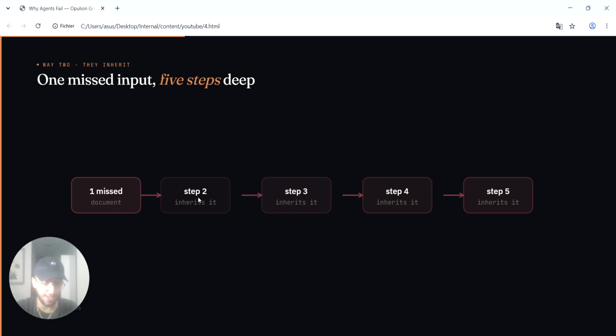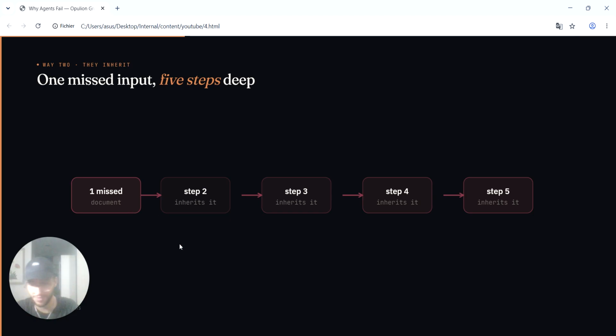So basically, five steps down the chain, the output had nothing to do with reality anymore. It was confident, but at the same time, it was completely wrong. And here's the part that generally messes with people when I explain it. Every single step in that chain was flawless. The model did exactly what we asked it to do. It reasoned perfectly from the beginning until the end. But the issue is that the starting point was already poisoned.